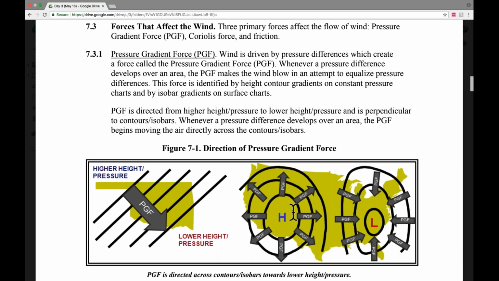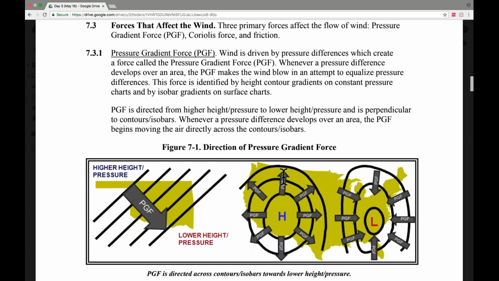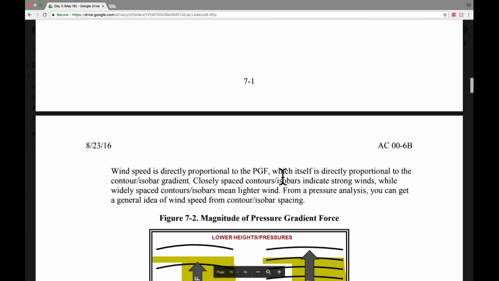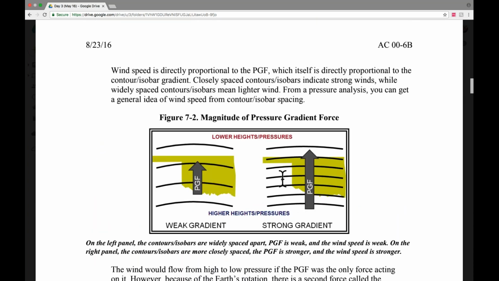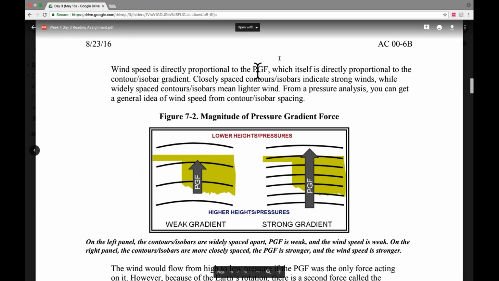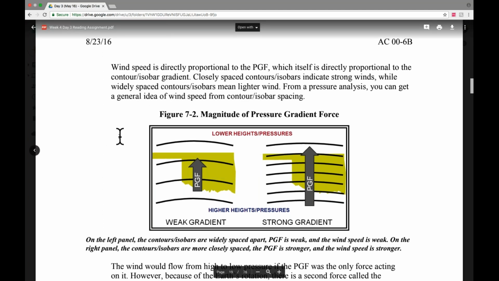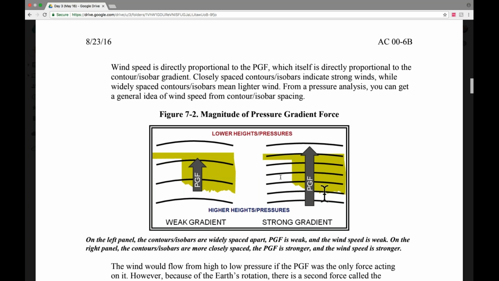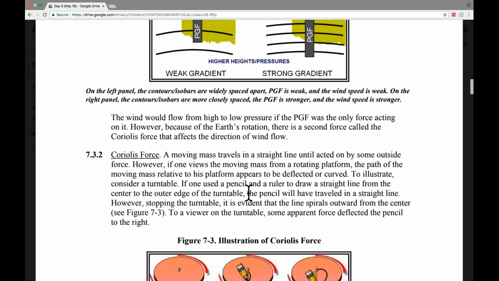So pressure gradient force is directed from a higher height pressure to a lower height pressure, and is perpendicular to the contour isobars. Whenever a pressure difference develops over an area, the pressure gradient force begins moving the air directly across the contours, isobars. Okay, so wind speed is directly proportional to the pressure gradient force. And as I said before, the closer the isobars are together, the higher the wind. The further spacing, the lower speed wind.